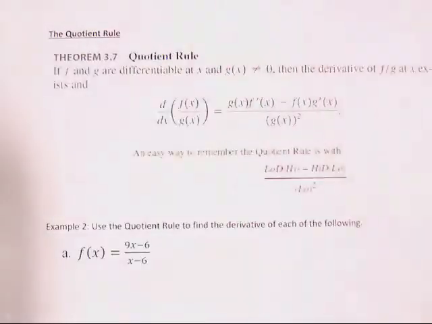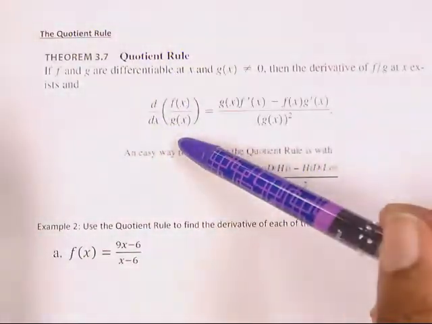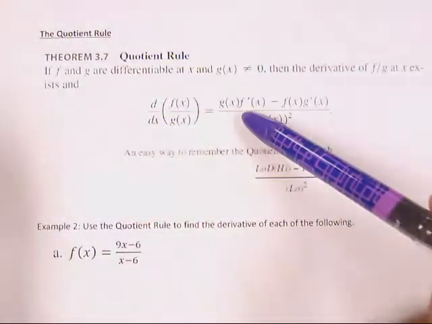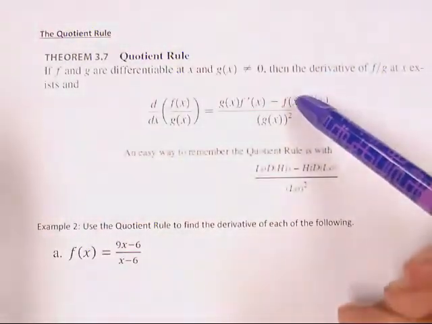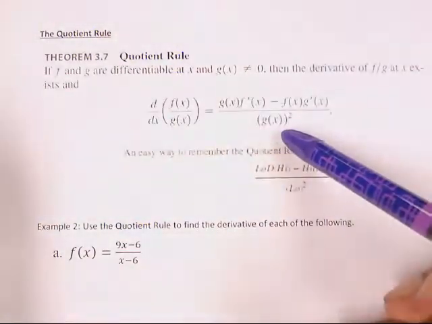Now we'll look at the next rule, which is the quotient rule for taking derivatives. Now the quotient rule states this: if you have f and g and they are differentiable at x and g of x is not equal to 0, then the derivative of f over g at x exists, and its derivative will be this: g of x times f prime of x minus f of x times g prime of x, all divided by g of x squared.